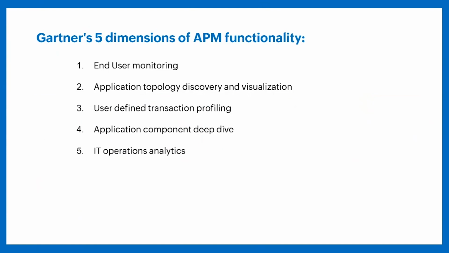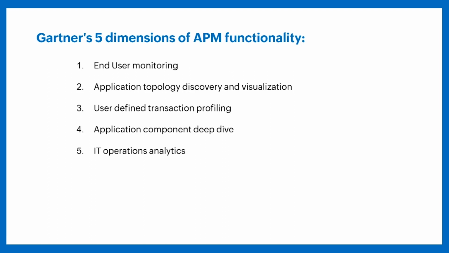These are Gartner's 5 dimensions of APM functionality. Let us see them one by one. The first one is end user monitoring, which helps us understand the behavioral aspects of a user while interacting with a website or web application. The second one is application topology discovery and visualization, using which the various applications running on different servers and network devices within the network infrastructure can be discovered and their dependencies mapped.